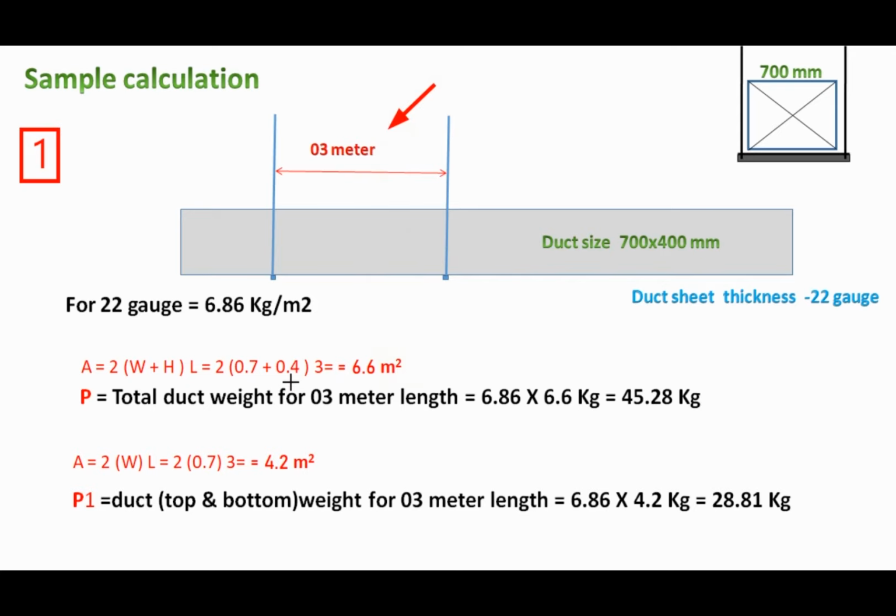Then we will calculate two types of duct weight. Number 1, total duct weight, which we show here by P. And number 2, weight of duct bottom and duct top, which we are showing here by P1. As we are using sheet 22 gauge and for 22 gauge, weight is 6.86 kg per meter square. Then we will calculate the area of the duct for 3 meter length, which is 6.6 meter square. Then we multiply it by 6.86. Then the total duct weight is equal to 45.28 kg. Similarly, the weight for the duct bottom and top is 28.81 kg.